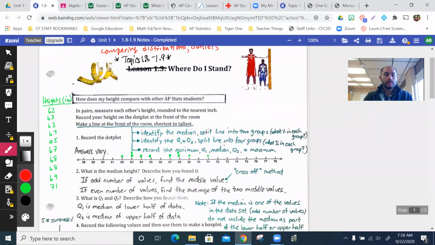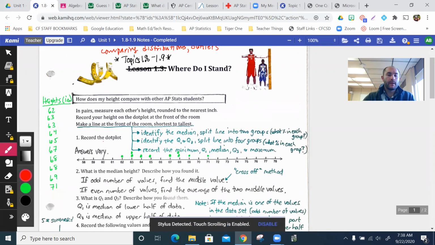So let's say we take the height of people in a class. We have a small class of 10 students, and these are their heights, 62, 63, all the way up to 71. So on the dot plot, I plotted those 10 heights. This is our dot plot, our distribution of class heights.